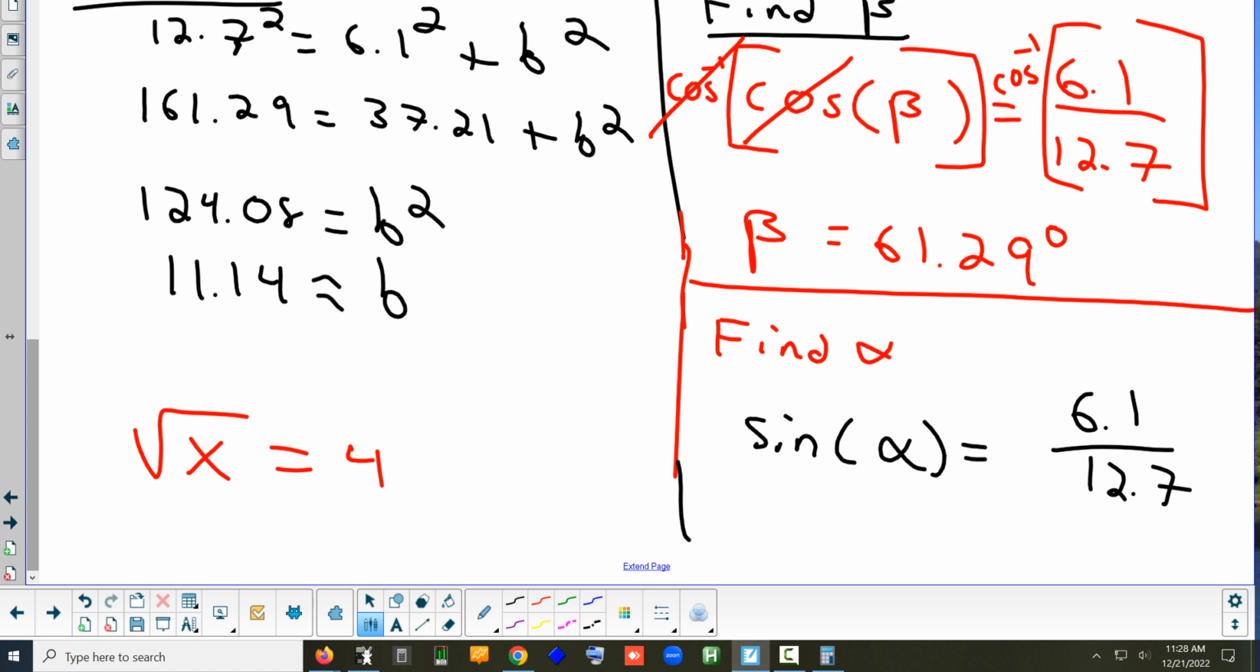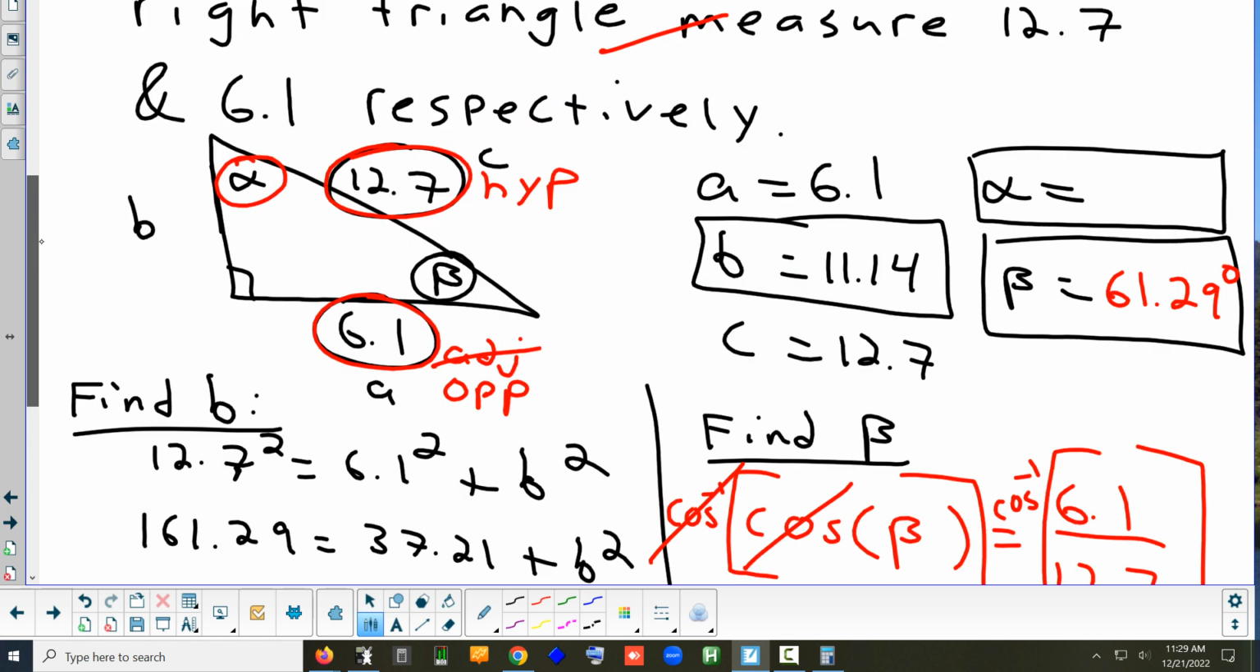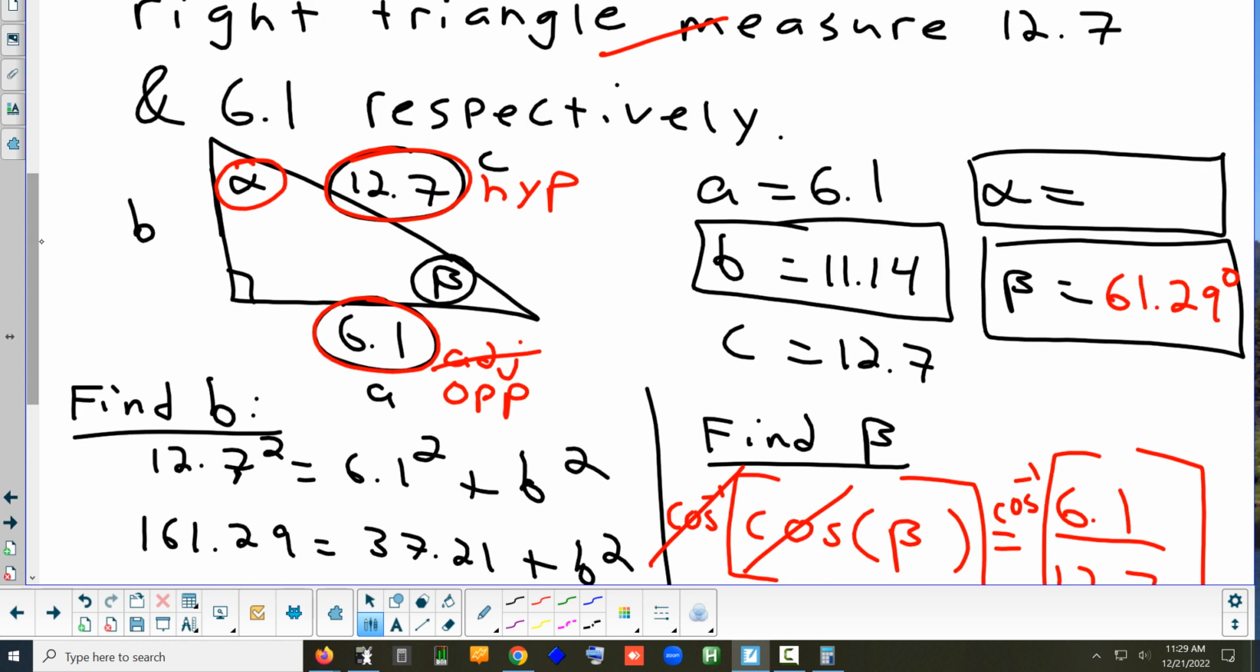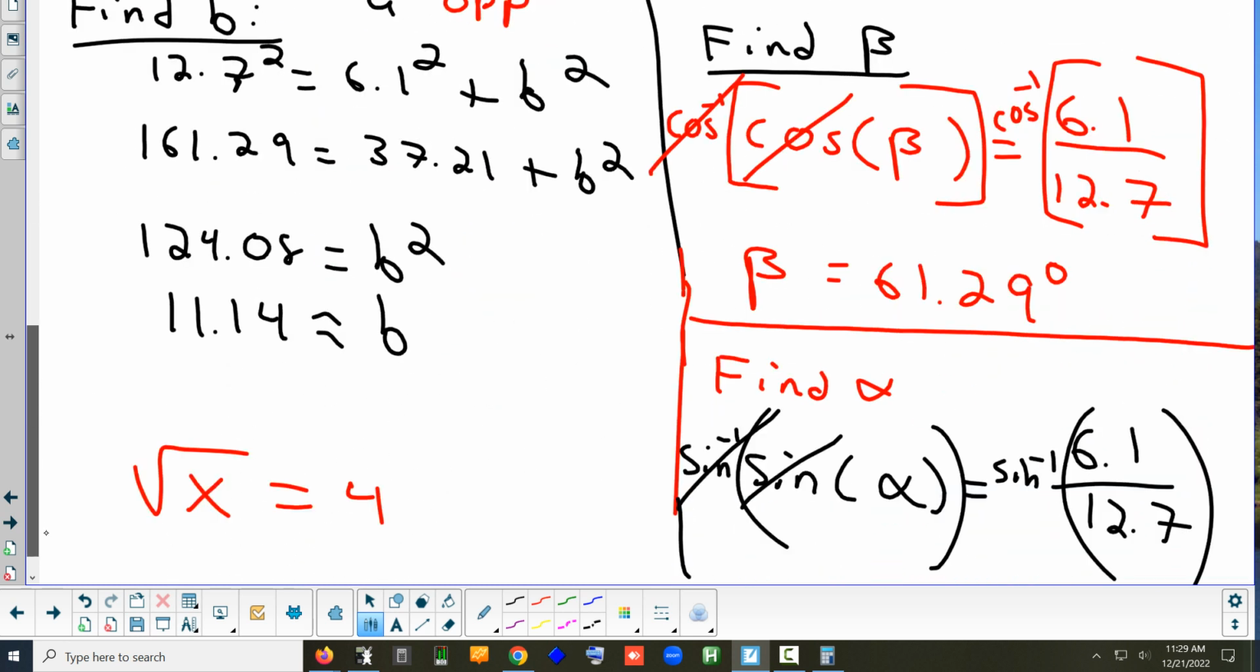And what are we going to take on each side to get rid of sine? Inverse of sine. We're going to take the inverse of sine on each side. So take the inverse sine of everything that's on the left. There is no multiplication happening in that problem. Take the inverse sine of everything on the right. And we know that the angle should come out to a little less than 30, so 28 point something, based on what I got for beta.